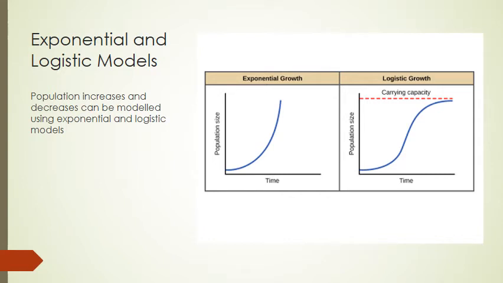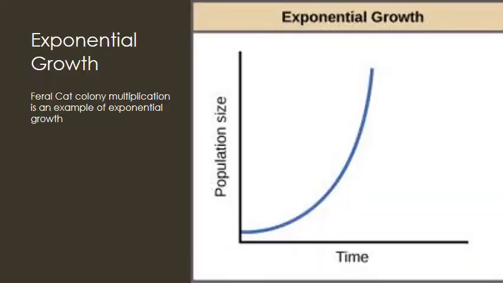That's exponential growth. It's logistic when you hit what's called the carrying capacity. When you hit a point where that growth cannot be sustained, it levels off. Feral cat colonies grow through exponential growth. Anybody feed cats outside? Good. Are the cats spayed by chance? Do you know?